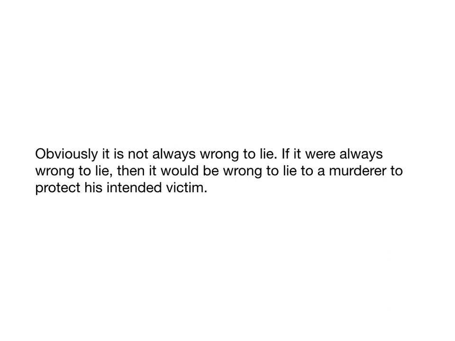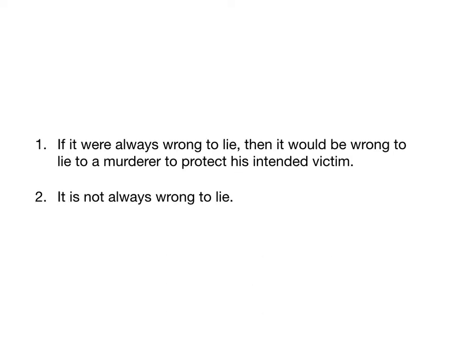Obviously, it is not always wrong to lie. If it were always wrong to lie, then it would be wrong to lie to a murderer to protect his intended victim. Now remember, what are we going to do in an argument? We always find the conclusion: obviously, it's not always wrong to lie. Then we put that at the end and put the premises in numbered form. There's only one premise here: if it were always wrong to lie, then it would be wrong to lie to a murderer to protect his intended victim. Conclusion, it is not always wrong to lie.